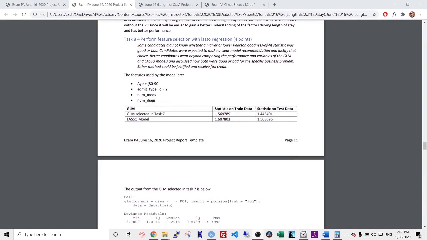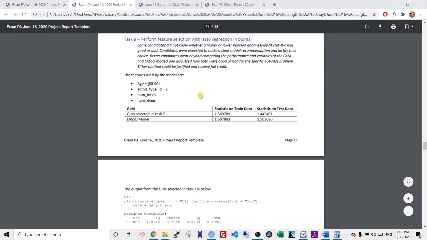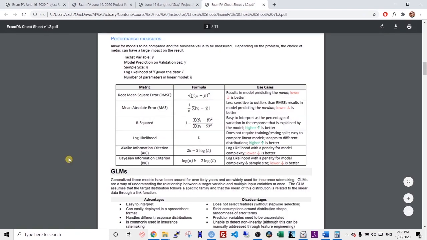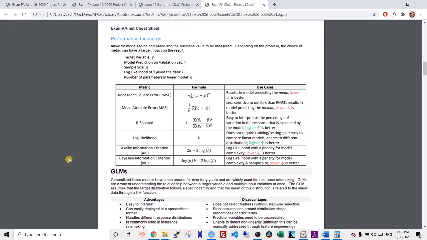Some candidates did not know whether a higher or lower Pearson goodness of fit statistic was good or bad. This is actually a somewhat common problem. You are using a lot of different statistics, AIC, BIC, RMSE, and so forth. To easily remember if a higher value is better or lower, you can refer to our cheat sheet. For instance, for RMSE, lower is better, but for R squared, a higher value is better. For the Pearson goodness of fit stat, a higher value is also better.